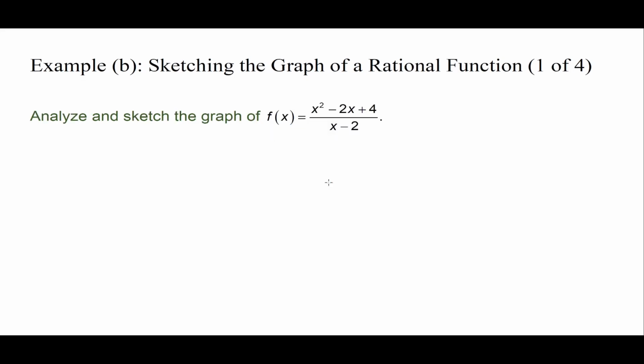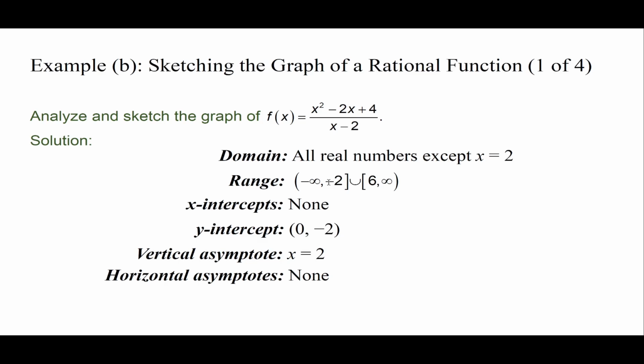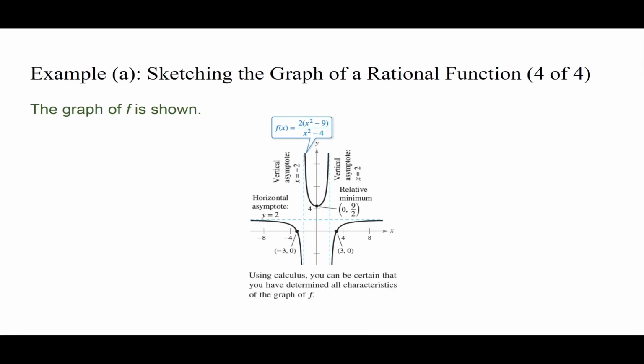Let's look at another example. This is also a rational function. We can find the domain. The domain is all real numbers except 2, because at 2 the function is undefined. Range, don't worry about the range because it's a tricky part. Like in the previous problem, after plotting the graph you can find out the range.